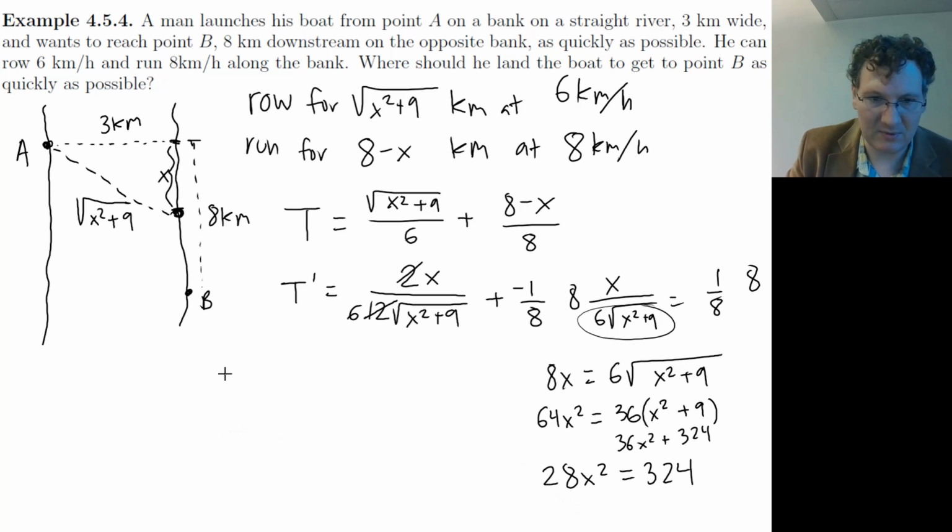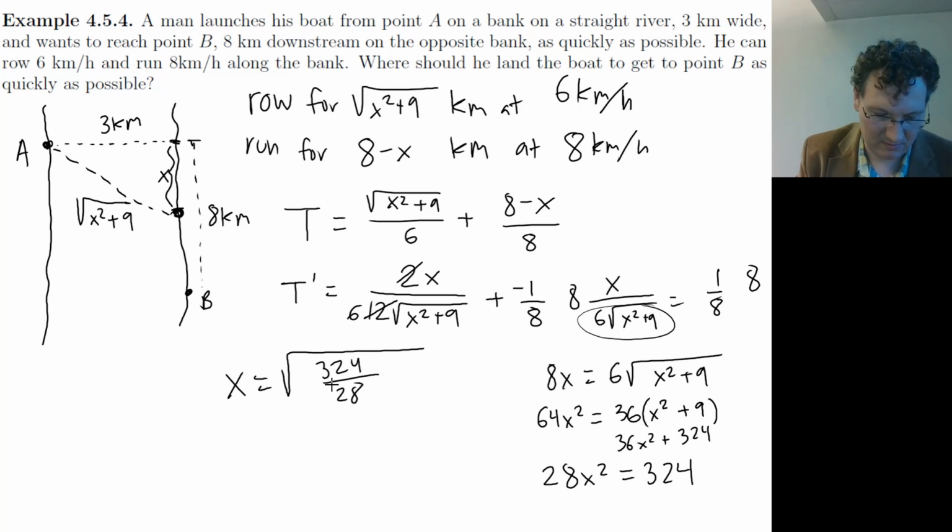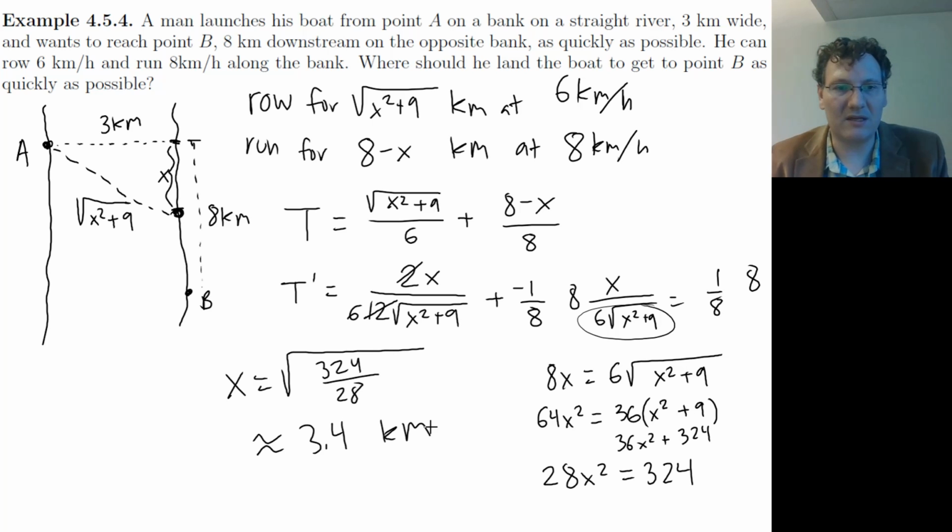So let's put it this way. x is going to be the square root of 324 over 28, which is roughly 3.4 kilometers. So he wants to row 3.4 kilometers down the bank, and then he's going to get out and run the rest of the way.